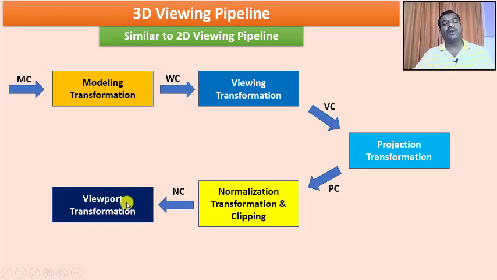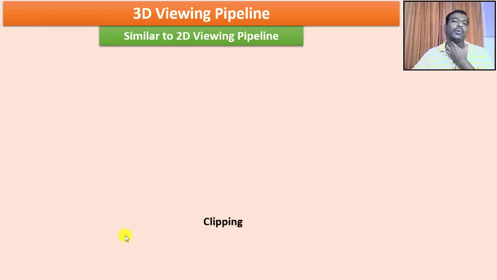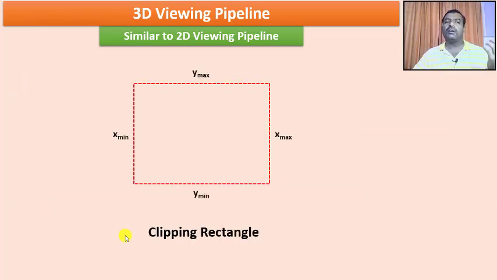the viewport transformation. And finally, once we have the viewport transformation, we have device coordinates, which we are going to map on the device and display the part of the scene or the entire scene, whatever you have chosen. So this is again similar to the 2D viewing pipeline, and this is the 3D viewing pipeline for you. So now, when we talked about the 2D viewing pipeline, we talked about the clipping area, or we call this the clipping rectangle. Fine. I hope you remember this clipping rectangle.